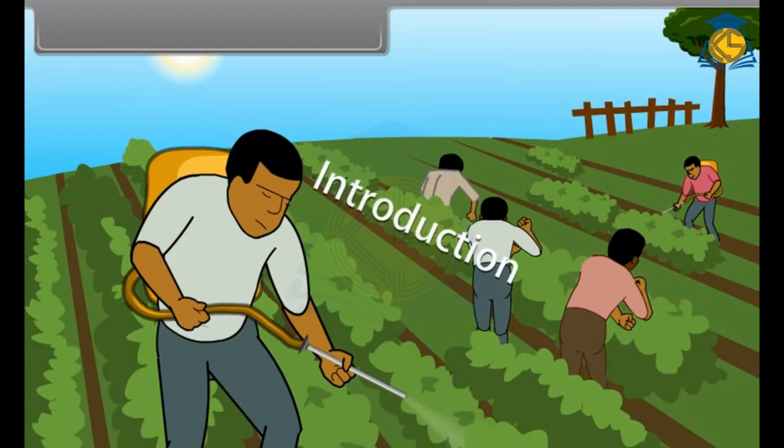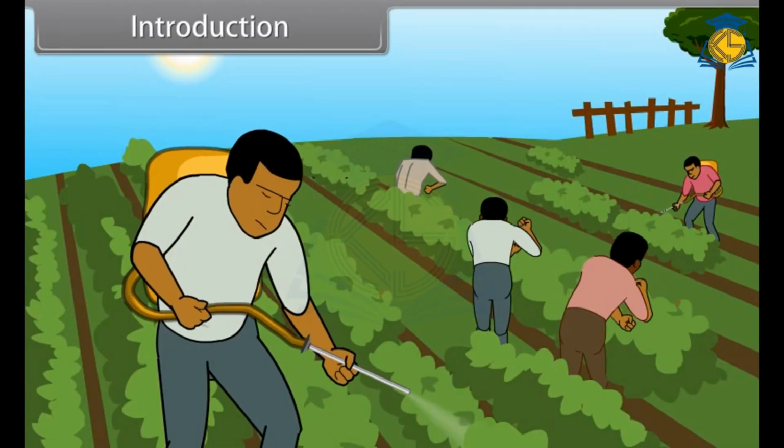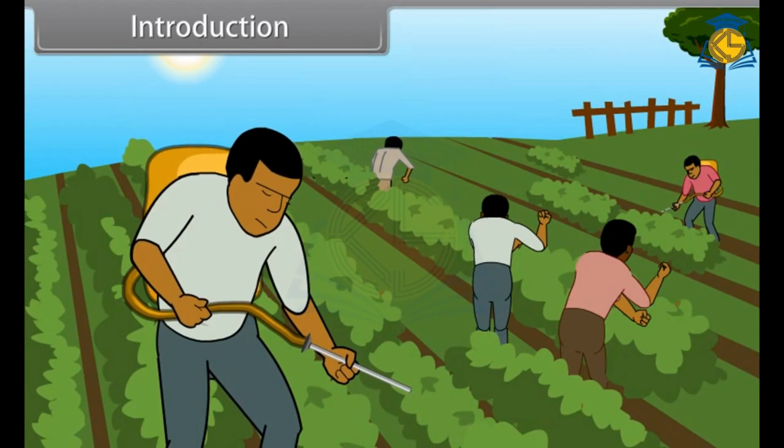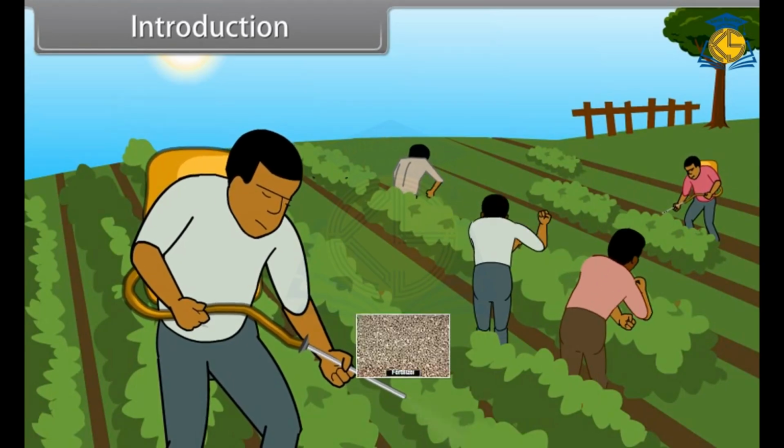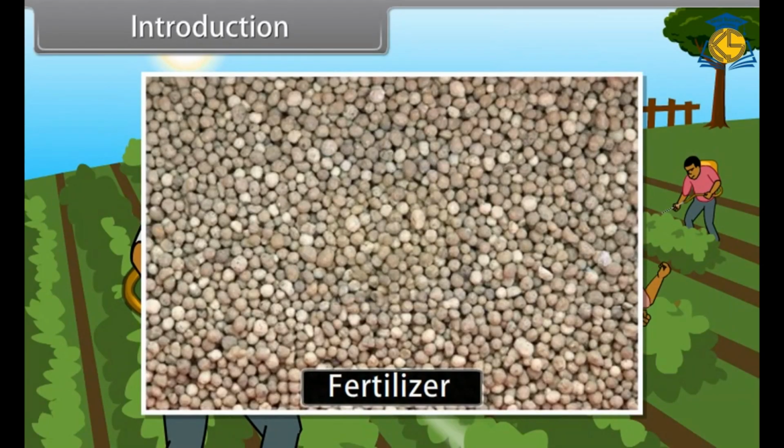Introduction. Students, as we all know that fertilizers are widely used in modern era agriculture. Fertilizer use has been shown to be very effective in means of increasing agricultural productivity. About 40% of world protein production is based on synthetic ammonia.